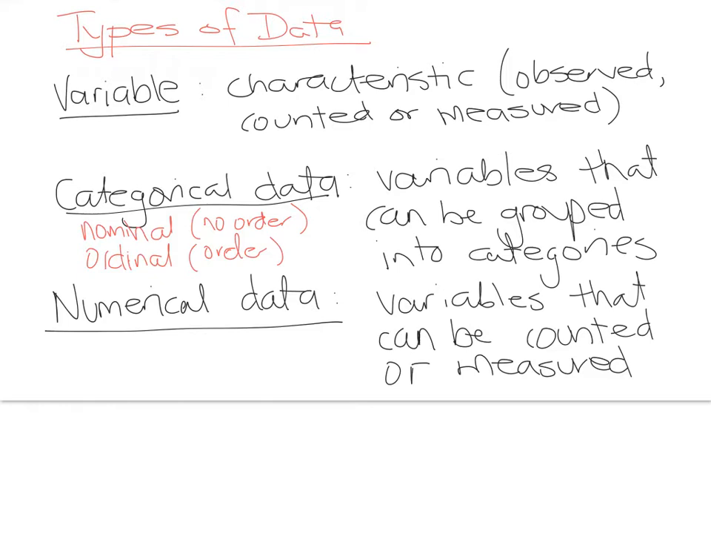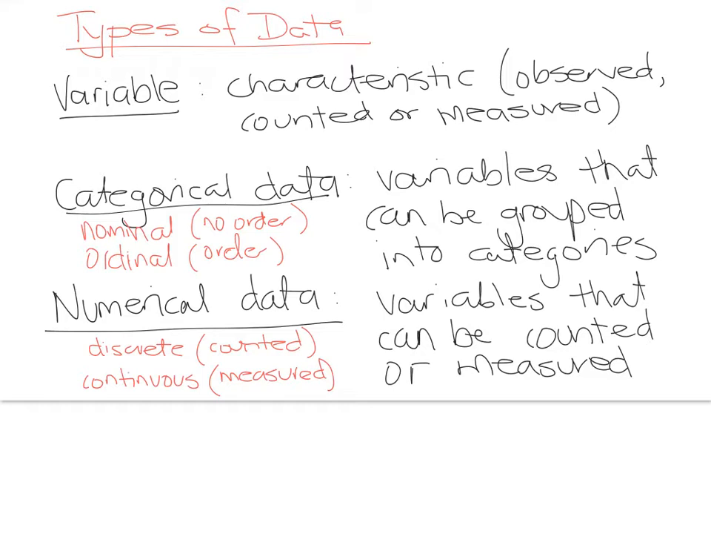Numerical data can be discrete, which means it can be counted, generally whole counting numbers, not in between, and continuous. Think number line, anywhere along a number line, meaning it can be measured. Excellent. Now you might want to pause and get some of this information down.